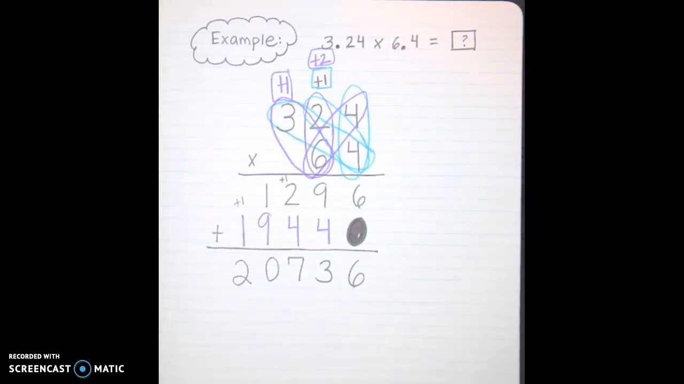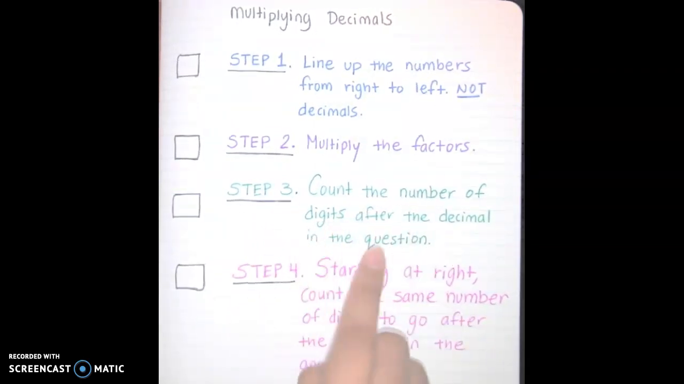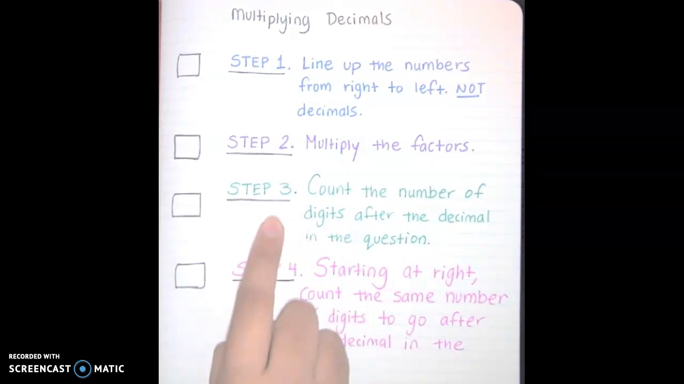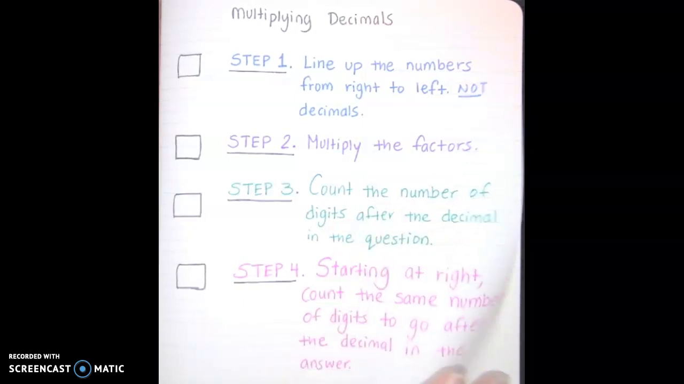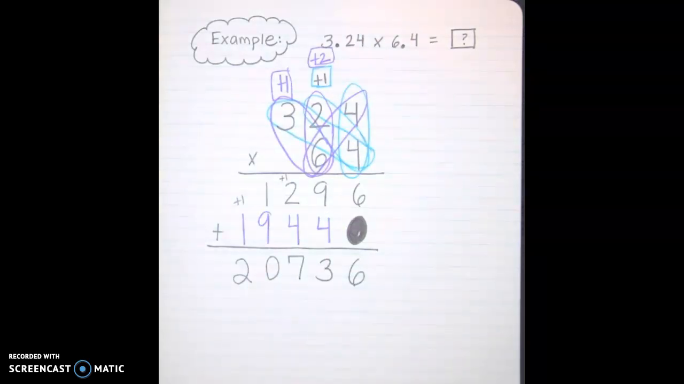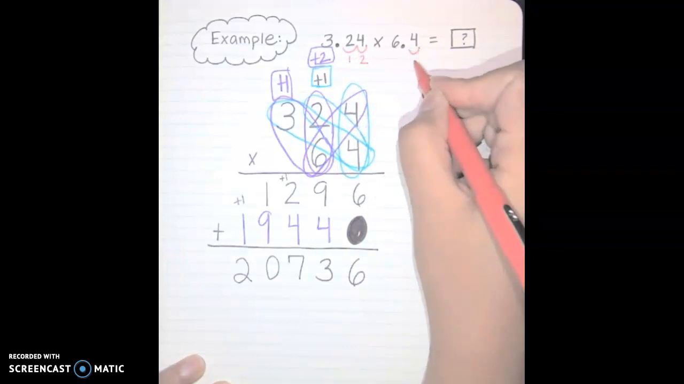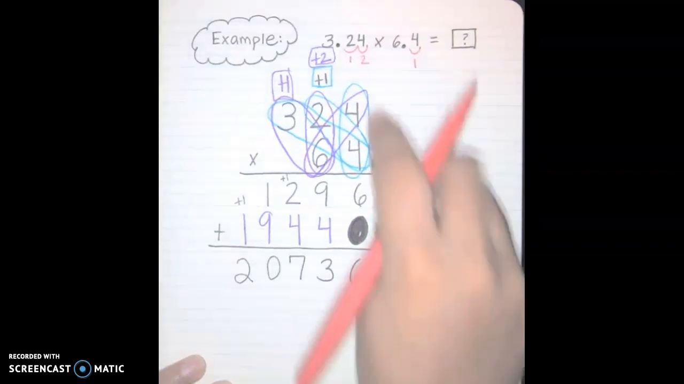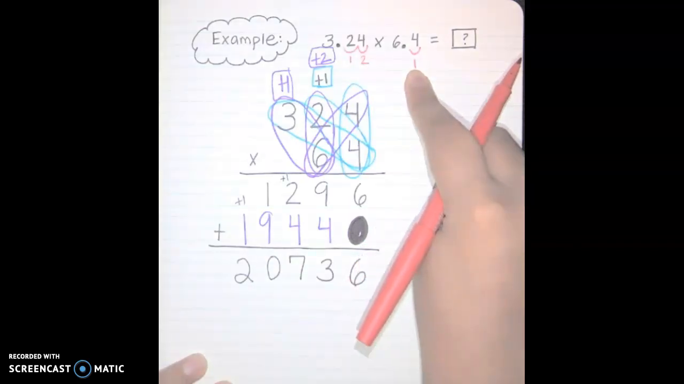Last but not least, step 3 says you need to count the number of digits after the decimal in the question. That's exactly what I need to do next. Going back to the original math problem, I count the spaces after the decimal point. There are 2 spaces here and 1 space here. That's a total of how many spaces? That's right, 3 spaces.